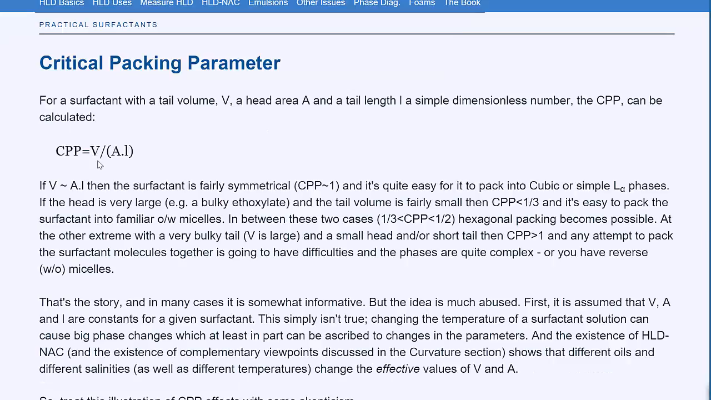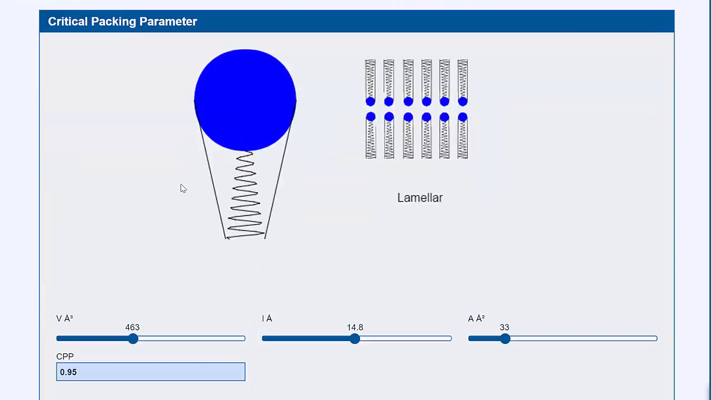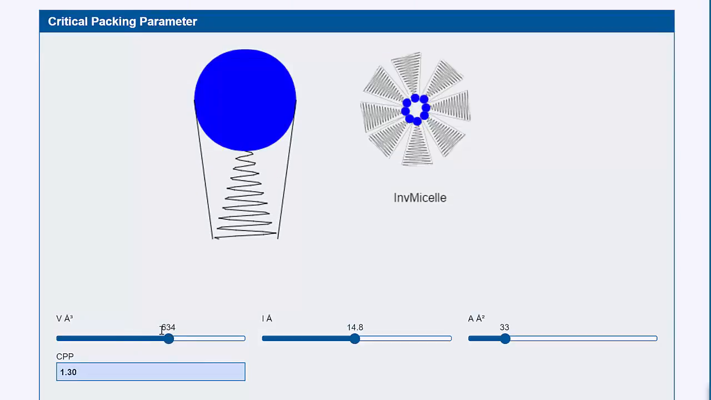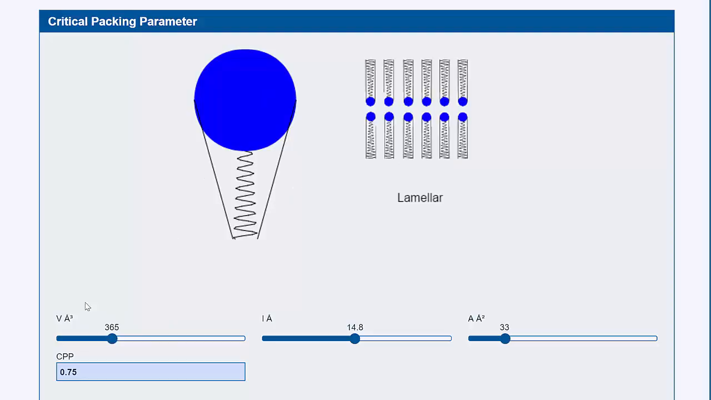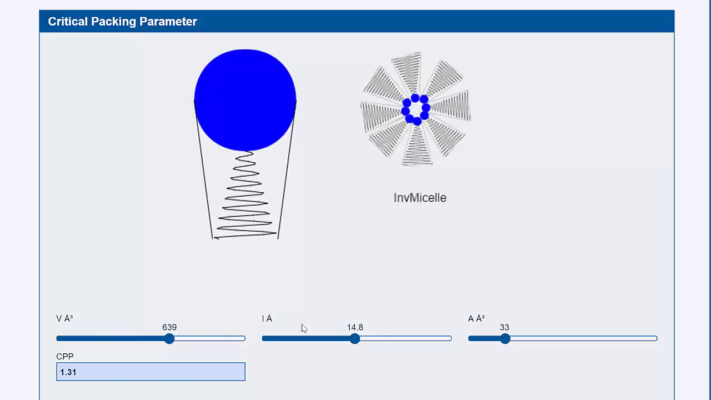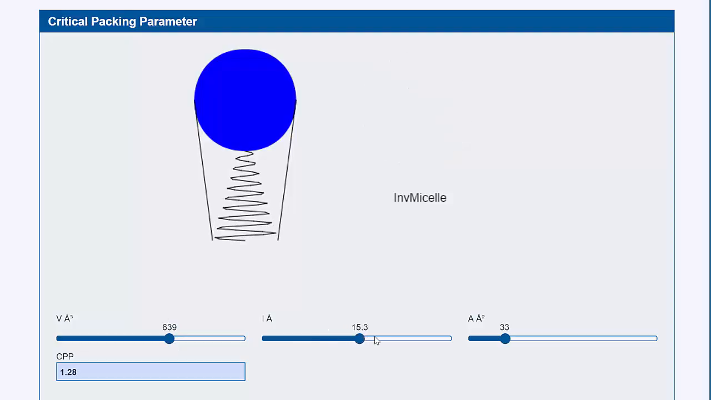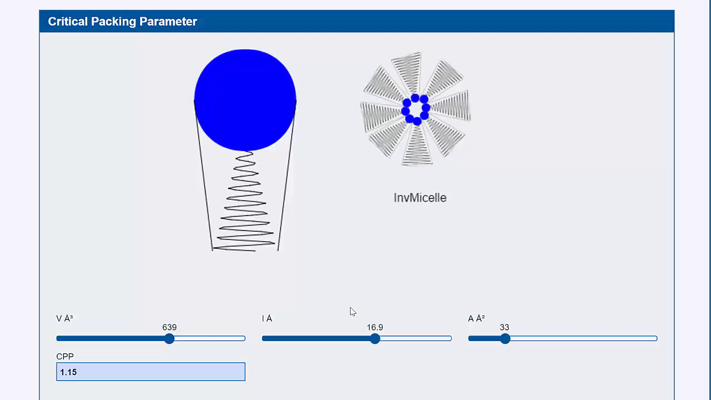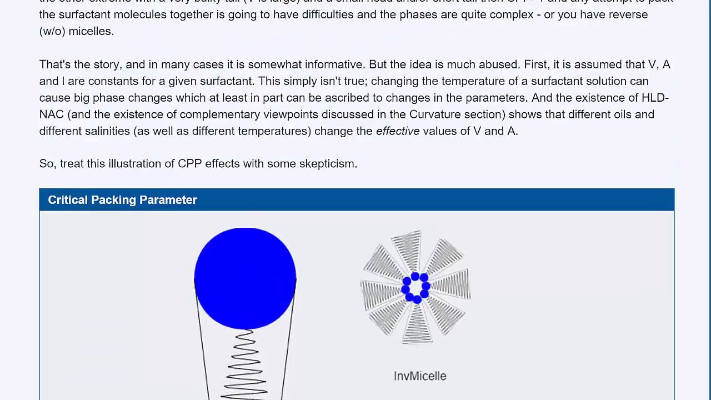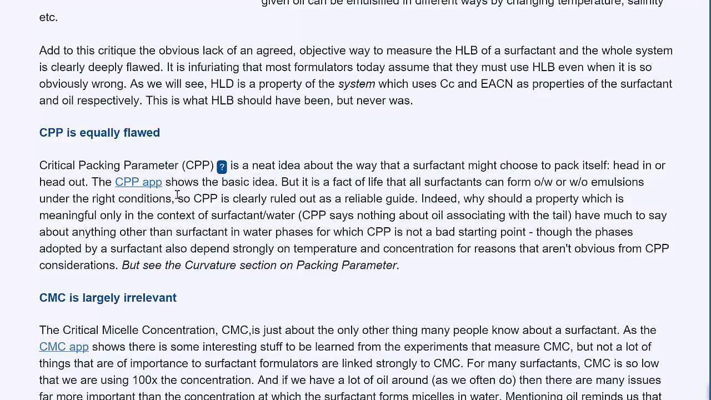Critical packing parameter is the tail volume divided by the head area times the tail length. And the idea is that as you change any of these parameters, here's the head, here's the tail, here's the volume of the tail, then the different phases change between inverted micelles, cubic and all that sort of stuff. This is partially correct for relatively high concentrations of pure surfactants. But if you're formulating, you're not generally dealing with pure surfactants in water, you're dealing with complicated things. So critical packing parameter is useless for formulating.